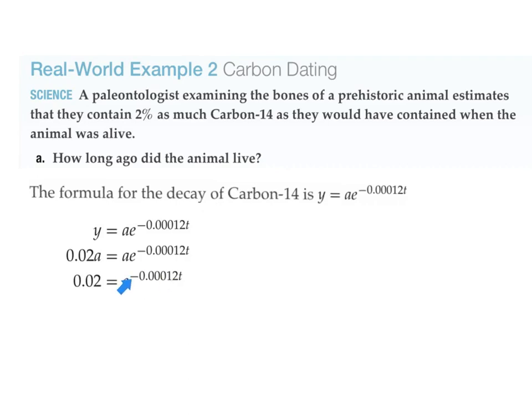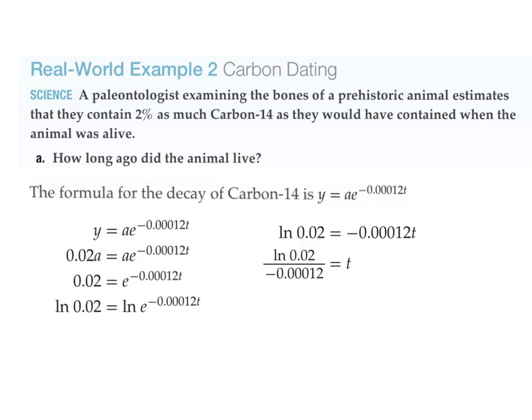Again, I've got the e by itself, so I just have to take the natural log of both sides, which will allow the natural log and e to cancel, which will bring this power down. Okay, and so I get the natural log of 0.02 equals negative 0.00012t. All I need to do is divide both sides by that to get t by itself.